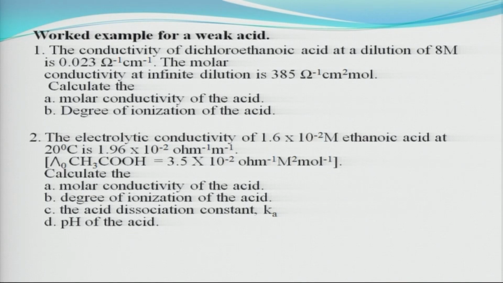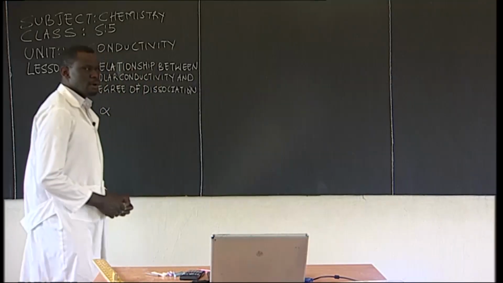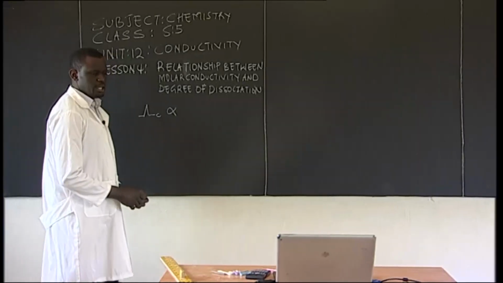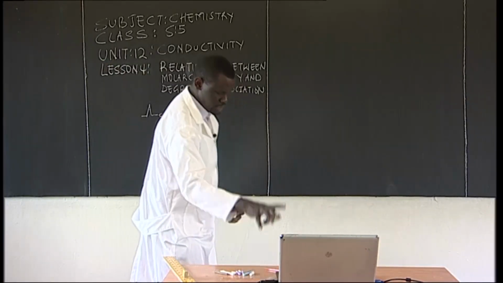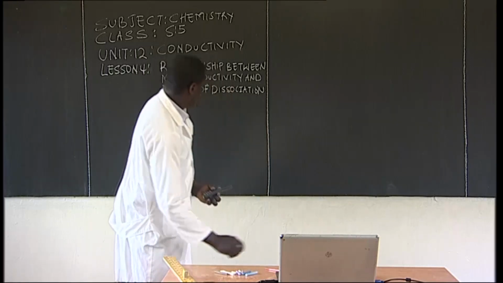The conductivity of dichloroethanoic acid at a concentration of 8 molar is given. Their molar conductivity at infinite dilution is 385 per ohm centimeter squared, supposed to be per mole. Calculate the molar conductivity of the acid. If you remember our lesson number 2, let me get my calculator ready because we are going to calculate.